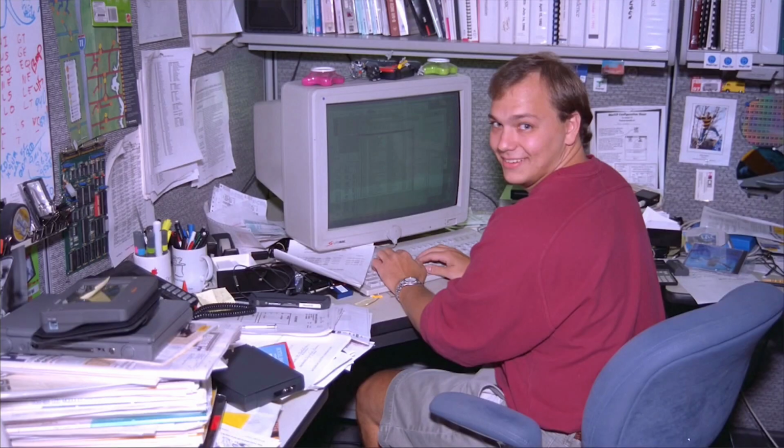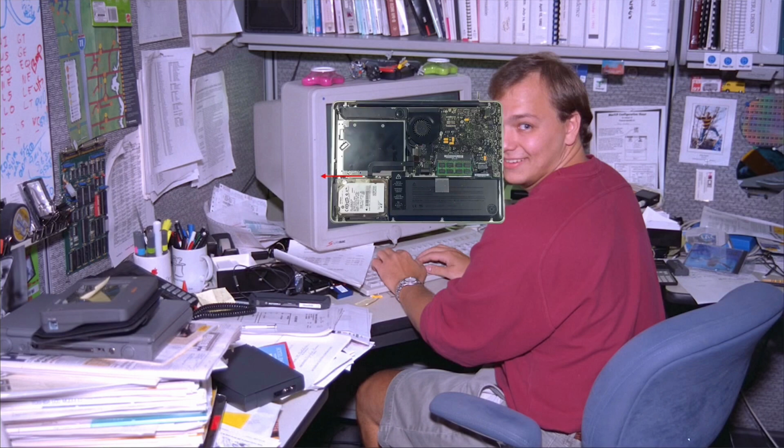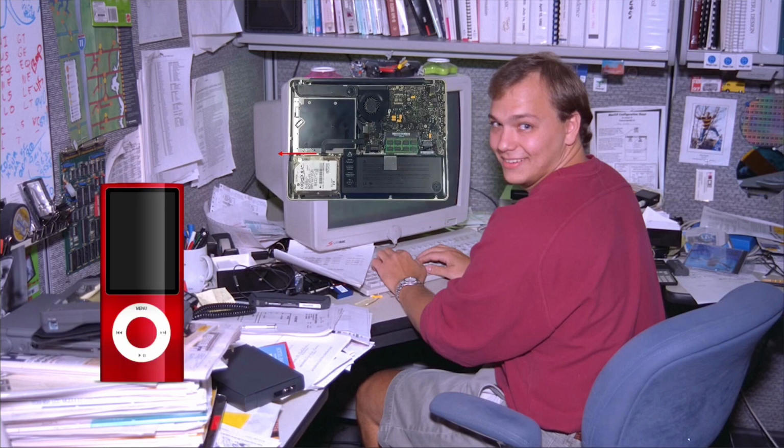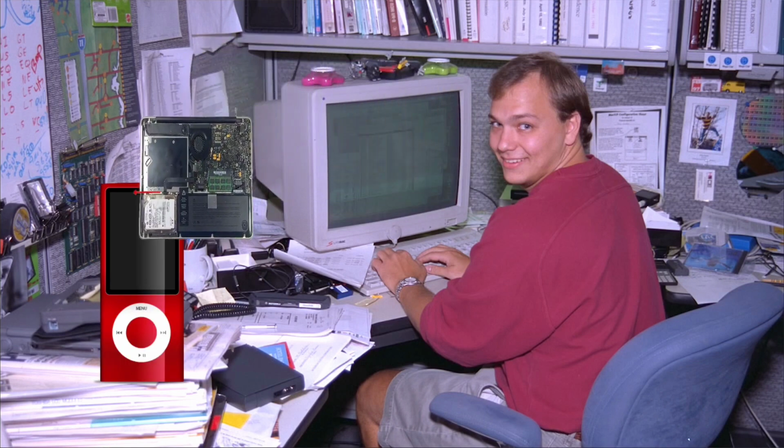One day in early 2001, a developer at Apple by the name of Tony Fadell was working with Mac computers' hard drives, and when he was looking at these hard drives, he wondered to himself, what if we could put these inside a little handheld device? And that's exactly what he did.